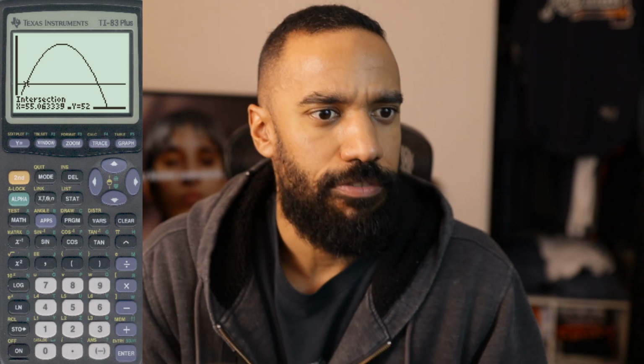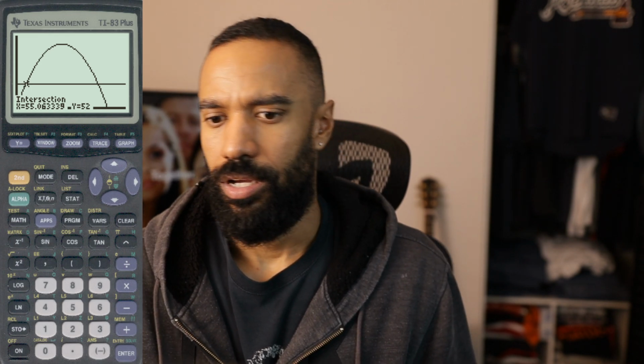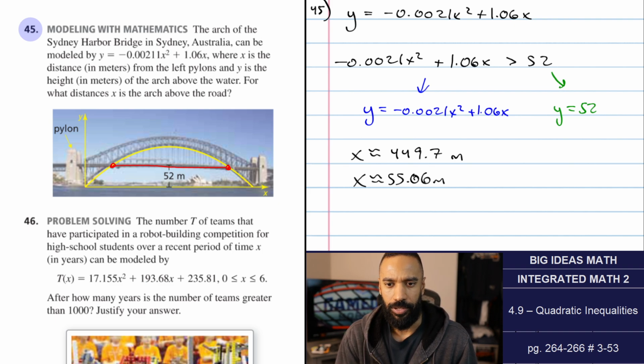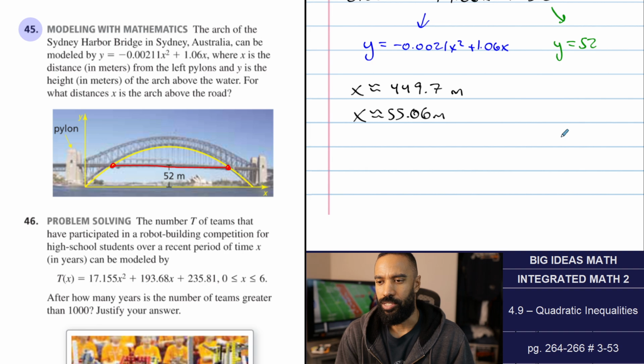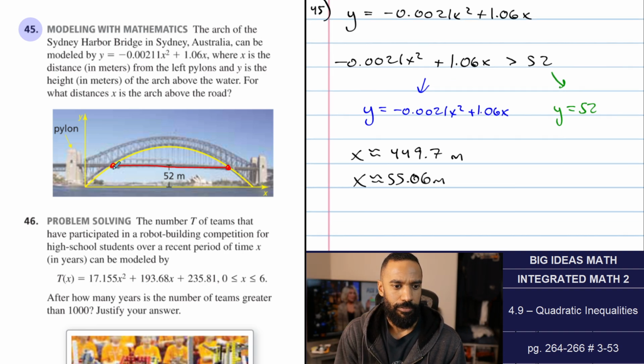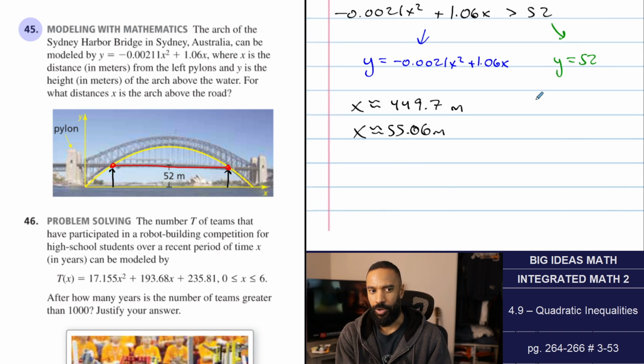And the other one, let's put 0 as my guess. 55.06. Okay, so these two values are what we need to stay in between for that drawing. This is 55.06 meters away from the left pylon. This is 449.7 meters away from the left pylon. We need to stay in between them to stay above the road.